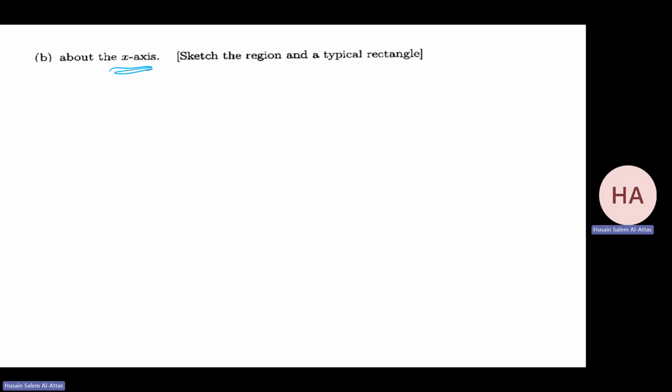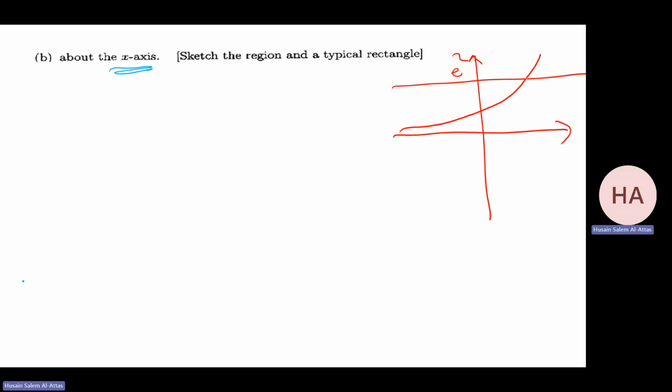The x-axis. So let me do the graph. This will be the graph. This one, and I have y equal e squared, which is x equal 1. This is the function. This is 0, the x-axis, and this is the y-axis. But now the axis of revolution is the x-axis. This is my axis of revolution. So you want the line parallel to this, so it will not be like this, it will be like this.